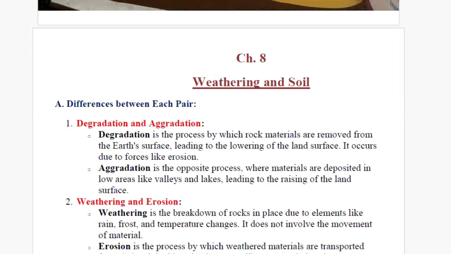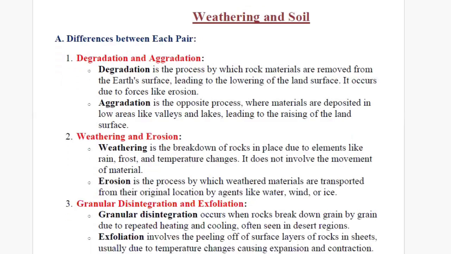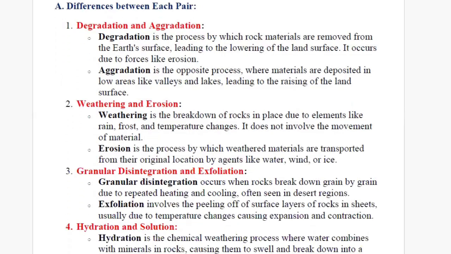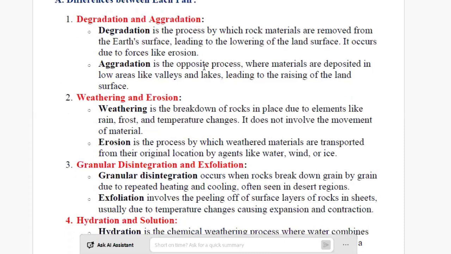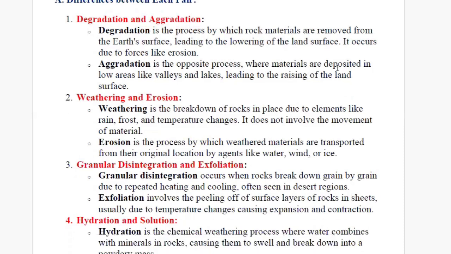Degradation is the process by which rock material is removed from the earth's surface, leading to the lowering of the land surface. It occurs due to forces like erosion. And aggradation is just the opposite. Aggradation is the process where materials are deposited in lower areas like valleys and lakes, leading to the raising of the land surface.